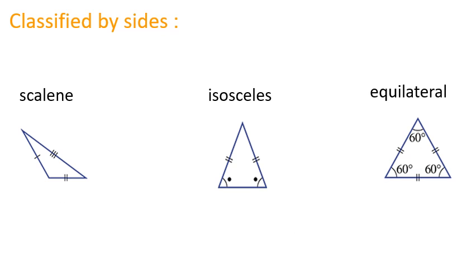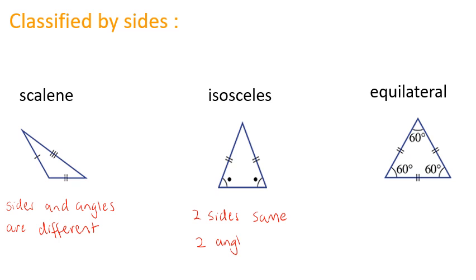We can also classify triangles by their sides. So a scalene triangle has sides and angles which are different. This is indicated by those lines. On the triangle we can see that they're all different sizes. An isosceles triangle has two sides which are the same or equal and two angles which are also equal.